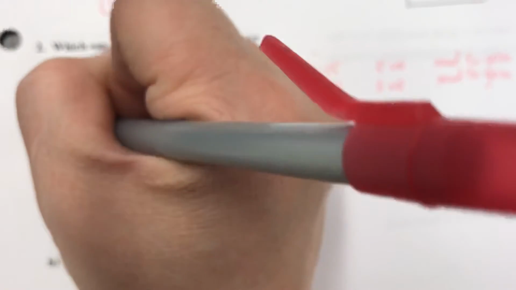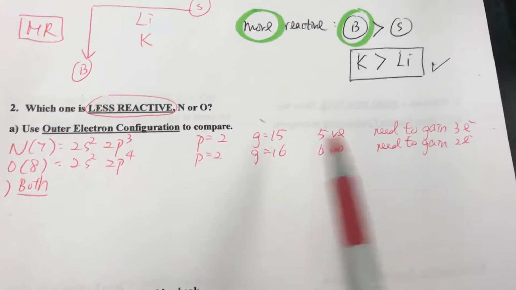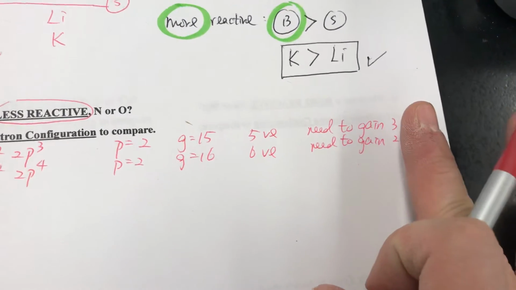Okay, so step 1, we want to talk about what do they have in common. So they both, okay, they both in period 2. They both need to gain electron. I did not say that they both need to gain the same number of electron.